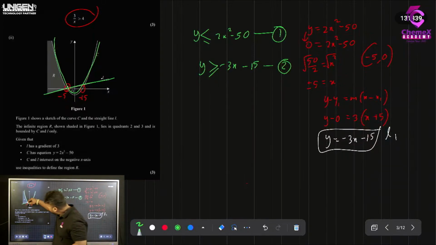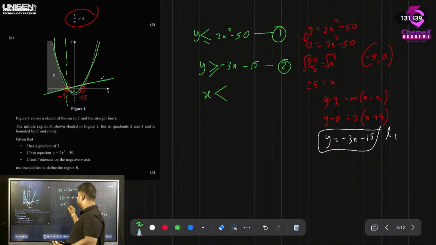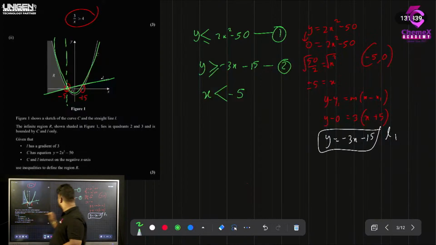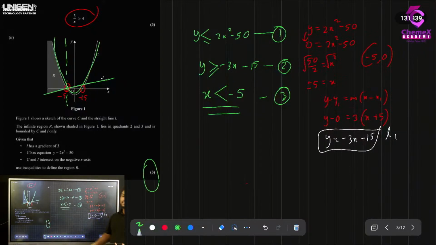If I draw a line here, what's that? X is less than minus 5. Not equal, because there's no line on there. I just put a line there to show that the colored region is on this side. So it's smaller than. These three equations need to be written to get 3 marks for the last question. Any questions?